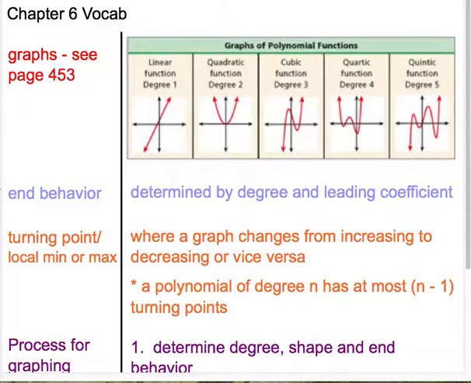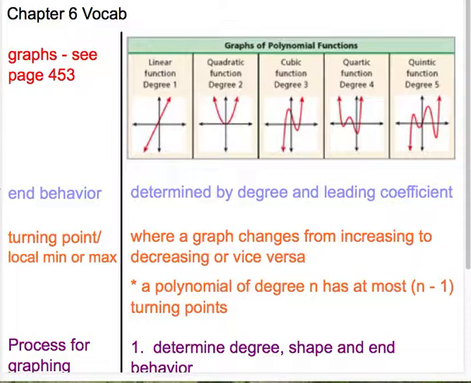In our last lesson on polynomials, we are going to learn how to graph them. So this first row of graphs is also in your book on page 453, and it gives you a general shape of what the graph of each type of function might look like. So linear, degree 1, obviously a line. We studied quadratics, degree 2, parabola. Cubic function, degree 3, I've also heard it described as a snake.